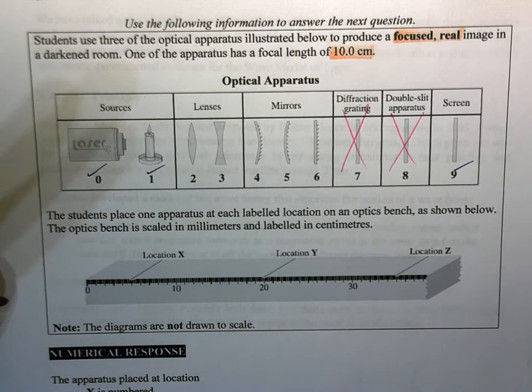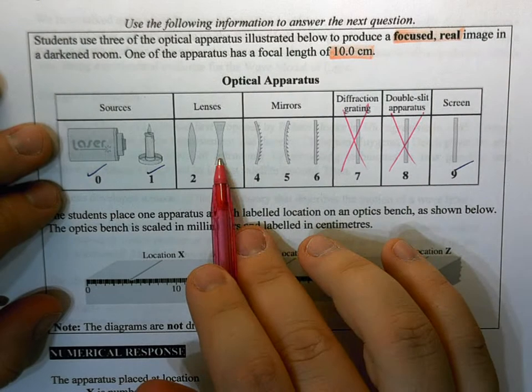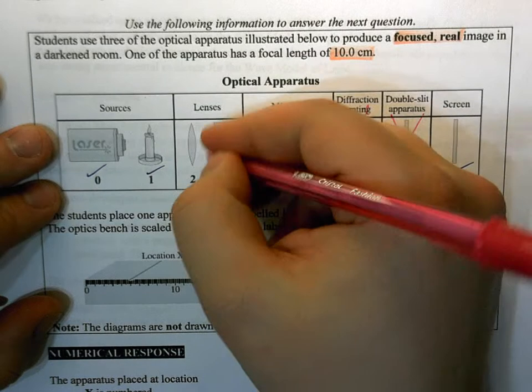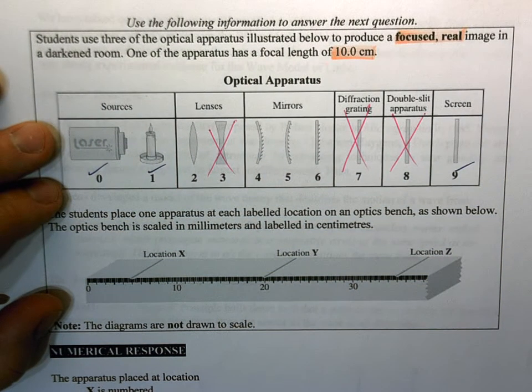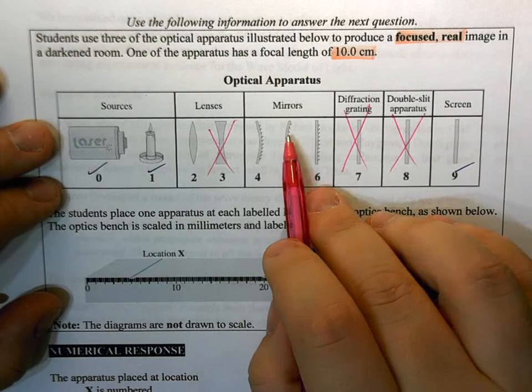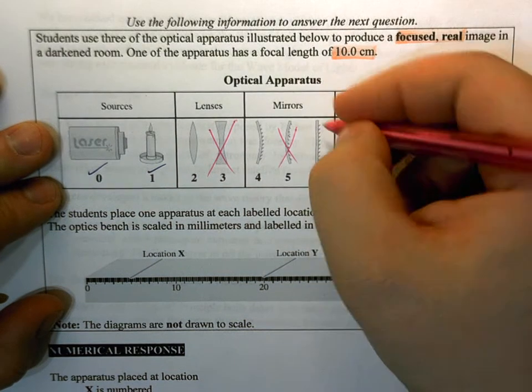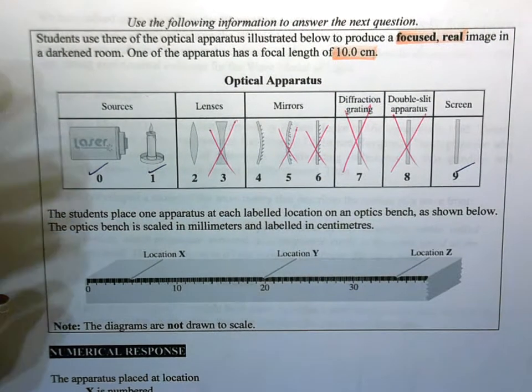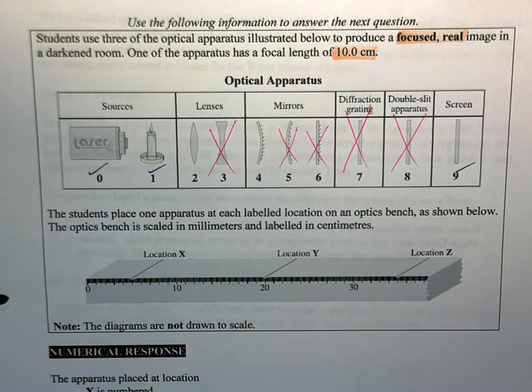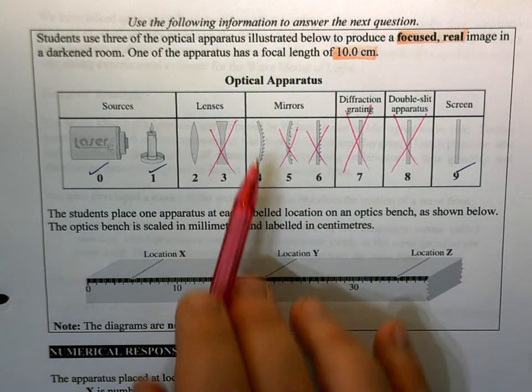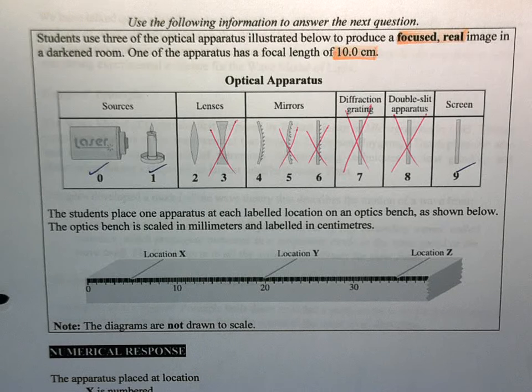Now, for real images, we know a few things. We know that a diverging lens can never produce a real image. It's always going to produce a virtual image. Same thing with a convex mirror. A convex mirror always produces a virtual image. A plane mirror also always produces a virtual image. So this is what we have left for choice. To produce this image, we can either use a converging lens or we can use a concave mirror.